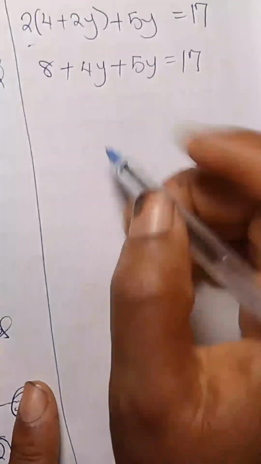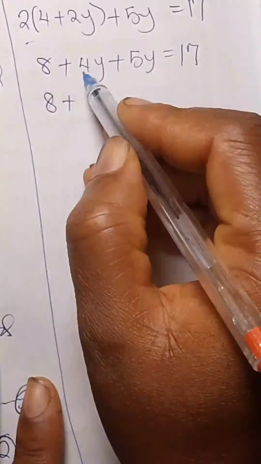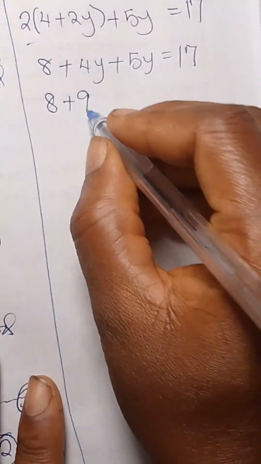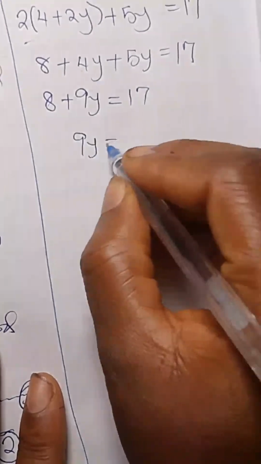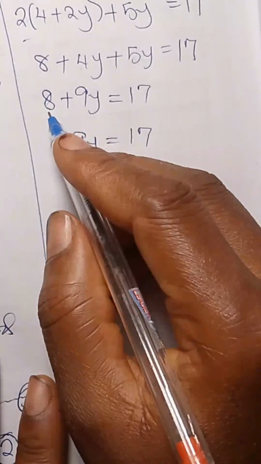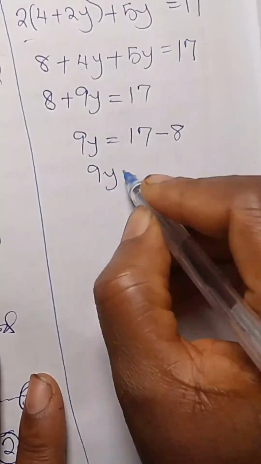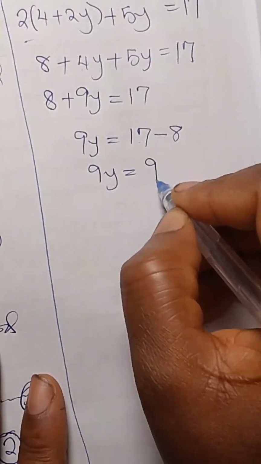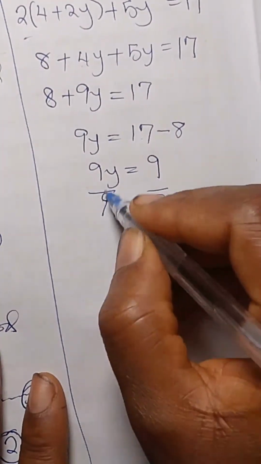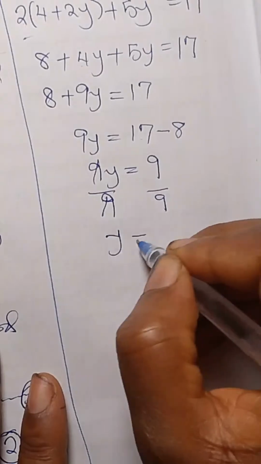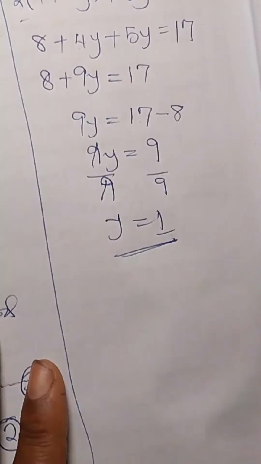All right. Then we are going to collect like terms. You see that these are the same. We have 8 plus 4y plus 5y is 9y equal to 17. So 9y is equal to 17. When this positive 8 crosses the equality sign, it becomes negative 8. So we have 9y is equal to 17 minus 8, which is 9. We divide both sides by 9. So we are trying to make our y the subject of the formula. 9 divided by itself is 1. So our y is 1.